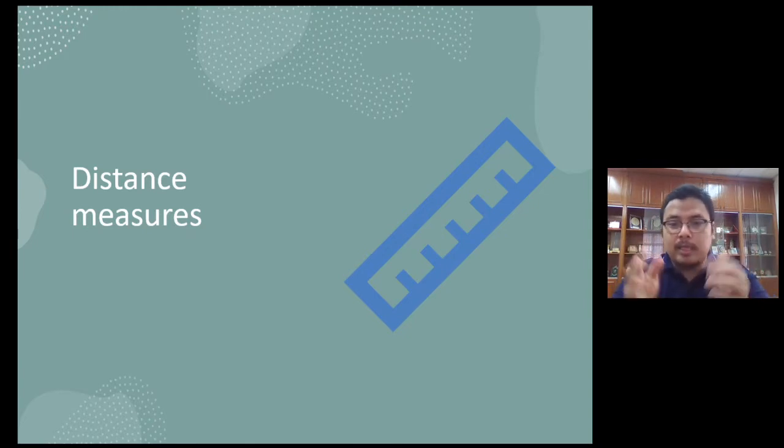Okay, we have this quadrat. So another one is distance measures. Several variations on the theme have been developed, but they all involve measuring the distance of an individual from a point or from another individual, and estimating density from the average distance measure.